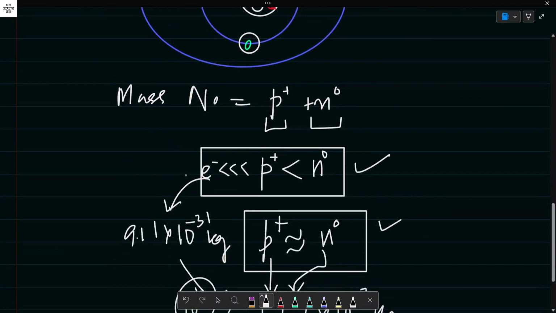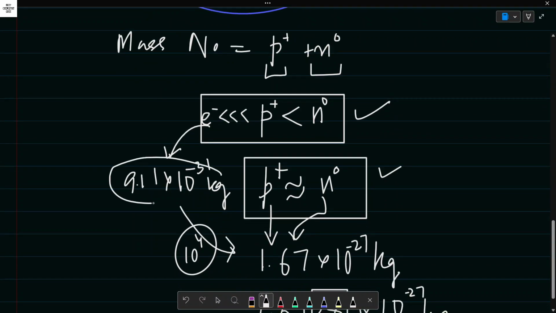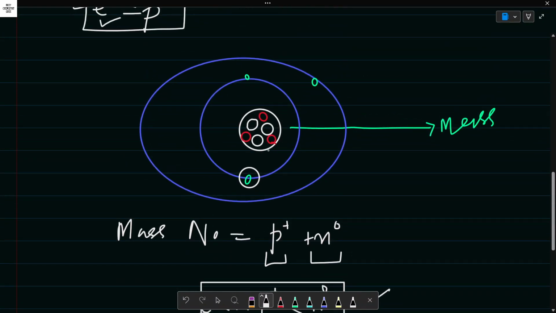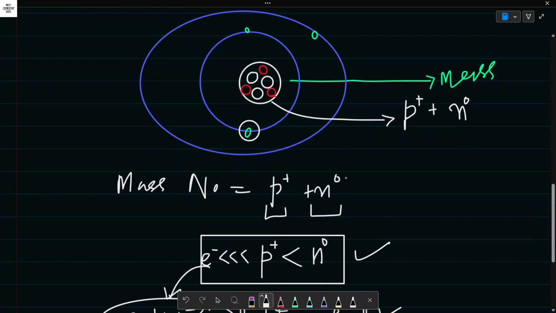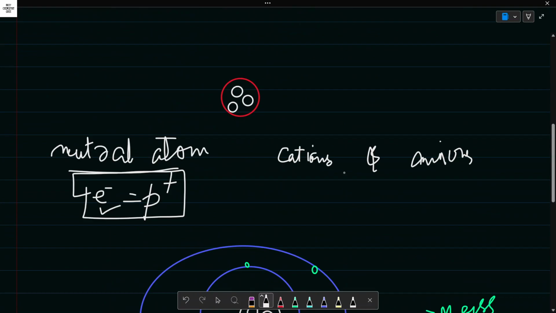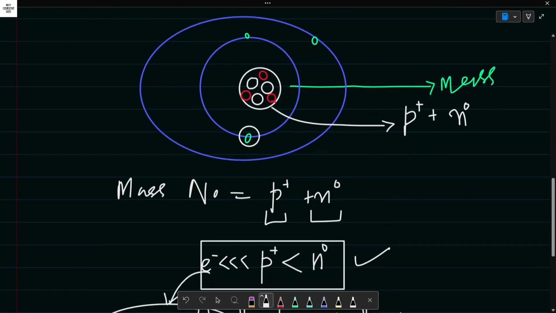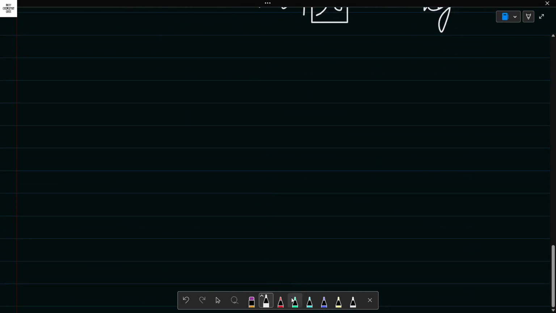Now what is mass number? Because the electronic mass is way too small compared to these two, we would not consider it in the mass number. In the mass number, we say mass number is the number of protons plus neutrons. Fine. So after understanding mass number, you can now go with isotopes and isobars. So what are isotopes and isobars? Let us discuss that.